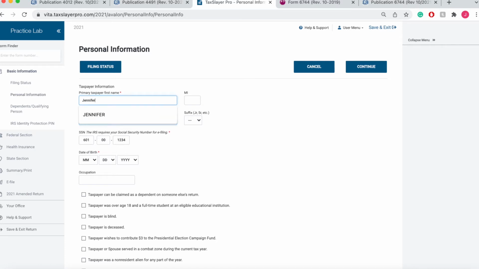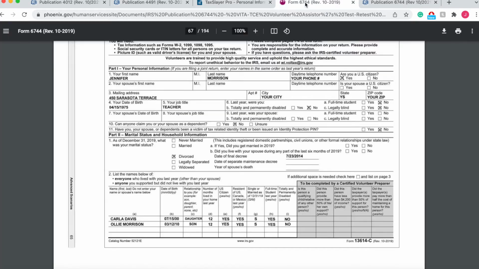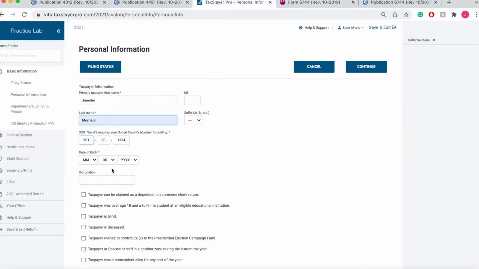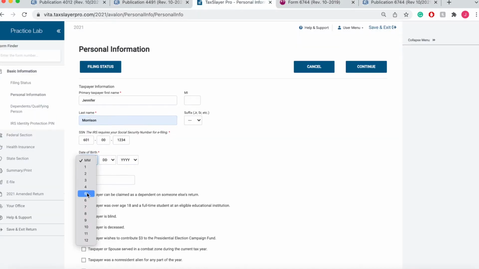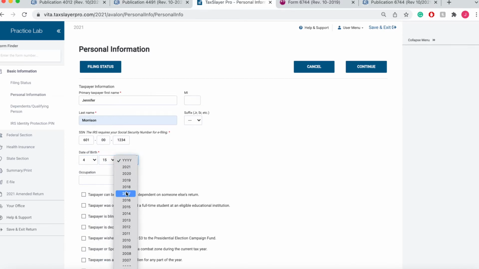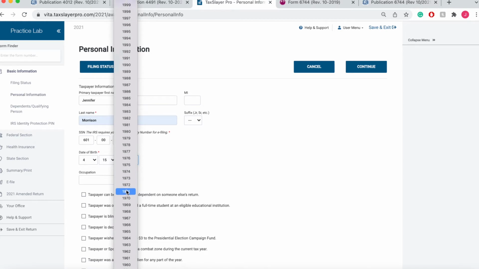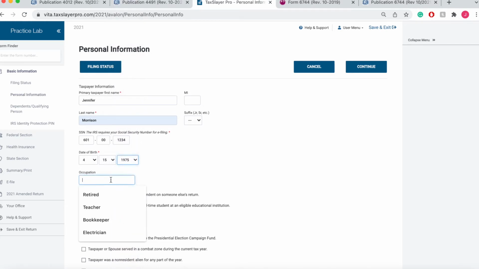We're going to say Jennifer Morrison. See, it's auto-completing because I've done this before. And so, yeah, we have Jennifer Morrison there. And we have the social that gets brought over. Jennifer's date of birth. Does it give us Jennifer's date of birth? Yes. 4/15/1975. So Jennifer is a teacher.